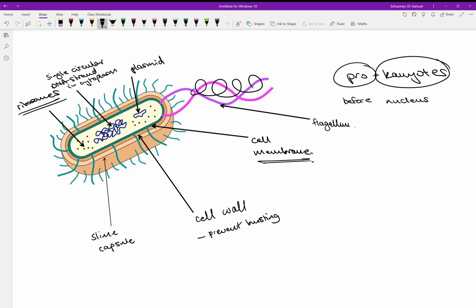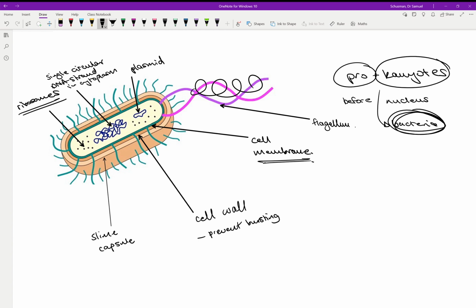So prokaryote is basically just another word for bacteria. You need to know both of these words, but for all intents and purposes at GCSE, these are bacteria. That's all that a prokaryote really is, and they look very different to a plant or an animal cell.